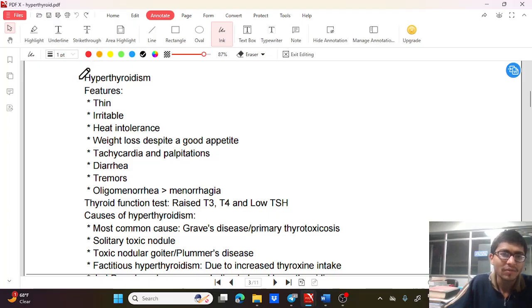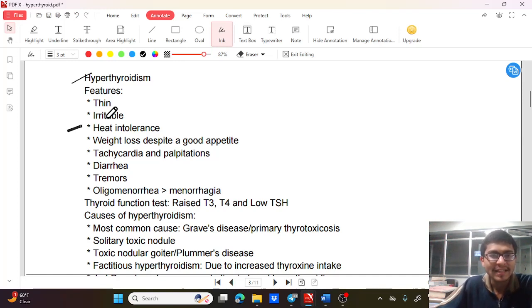They have features that the patients are generally thin, they are irritable, and most of the time they will be having heat intolerance. They will not be able to tolerate heat. Then these patients will also be having loss of weight in spite of having good appetite, like they will be voracious eaters but they will be losing weight and henceforth they will be thin.